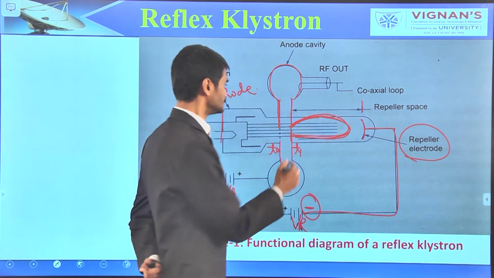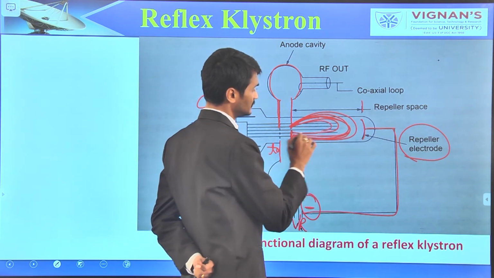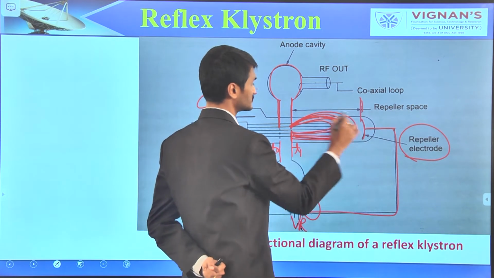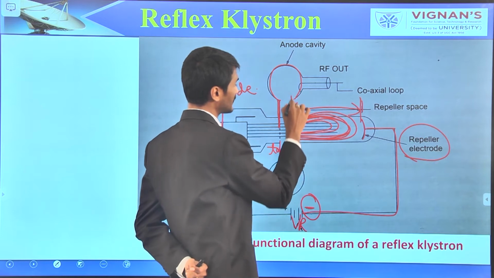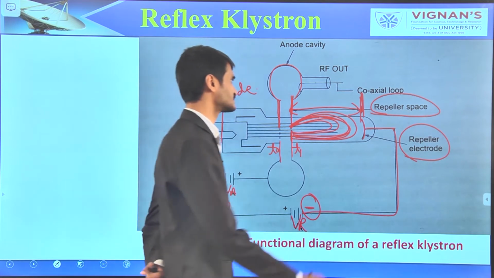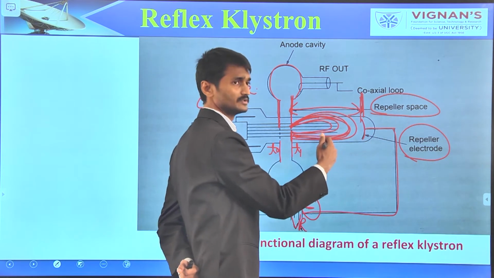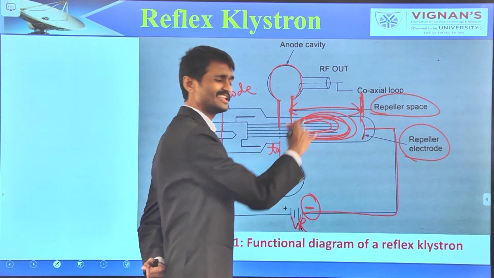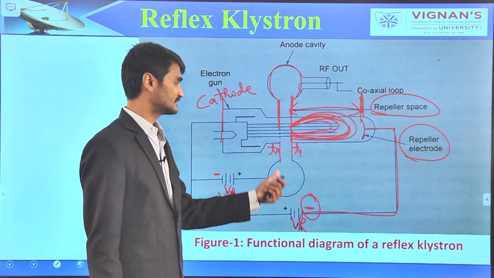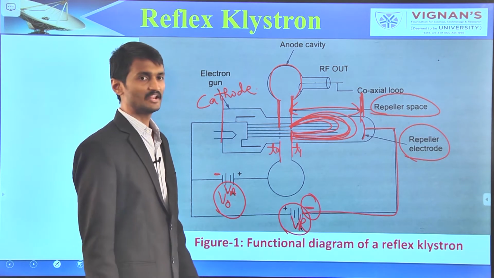Some of these electrons travel deeper into the repeller space and some travel just a small distance into the repeller space. Already we have seen that the distance between the anode cavity and the repeller electrode is nothing but the repeller space. Here the negative force will act on these electrons in the repeller space, please remember. This is very important while deriving the efficiency of the reflex klystron, as well as the relationship between accelerating voltage and repeller voltage.